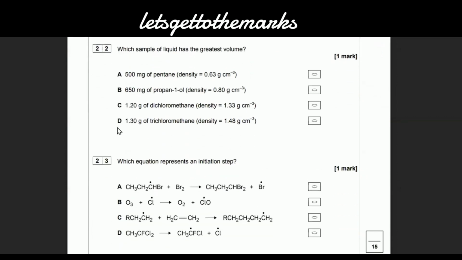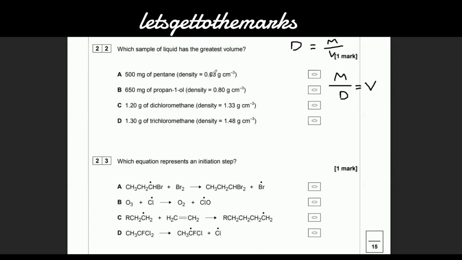Question 22. We're nearly there. Keep going. Do it now. Which sample of liquid has the greatest volume? We've been given D for density and we've been given mass. So you're using this equation. Density is mass divided by volume, which means as we're trying to calculate volume each time, I want to do M over D equals V. So mass over density equals volume.